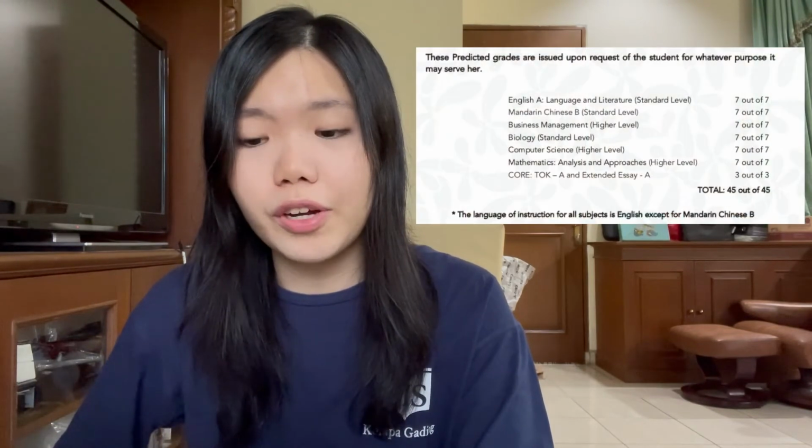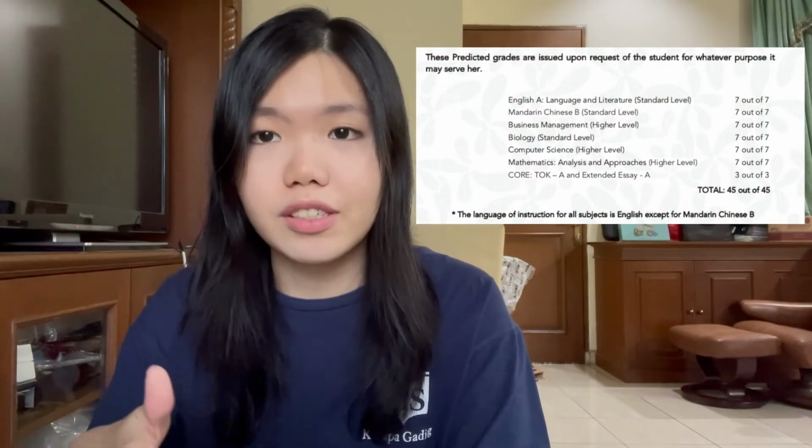Finally, we have the predicted grades. I got 45 out of 45 for my first and second predicted grades, so yay. If you do not know IB, students cannot know their third predicted grade, so I cannot tell you guys, because I won't know it anyways until graduation, or I can't know it, I'm not sure myself, but yeah.